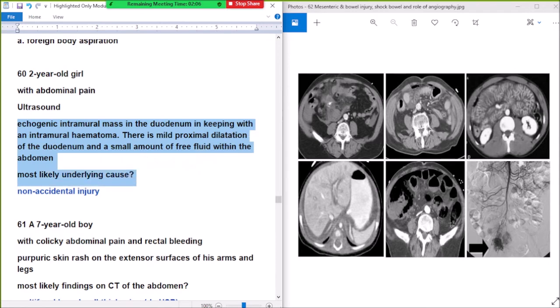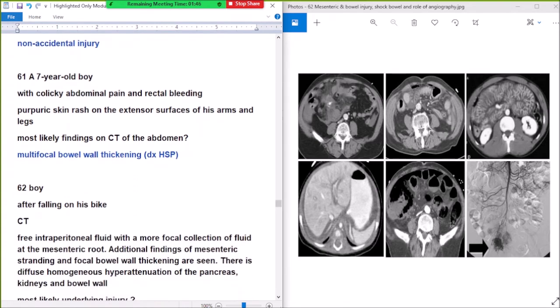They are saying that hematoma, intramural hematoma, is seen as an intramural mass in the duodenum, in keeping with intramural hematoma, most likely cause non-accidental injury. Intramural hematoma, most likely cause non-accidental injury.